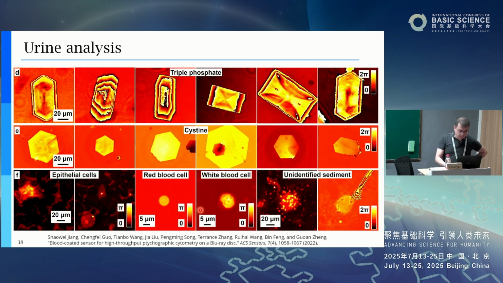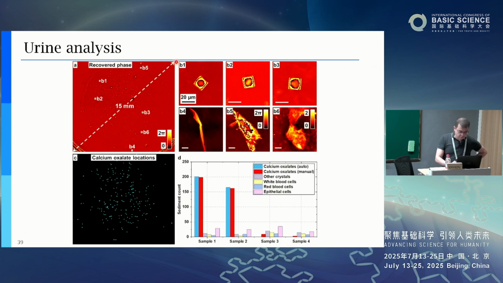The idea here is that, based on the large field of view, we can locate those calcium oxalate crystals automatically from these gigapixel images. From there, we can know the number of crystals we can find in the sample, which cannot be done by using a conventional optical microscope.